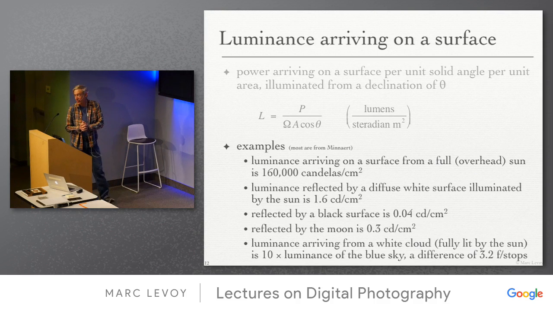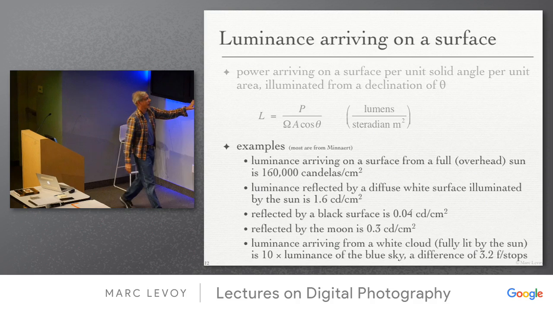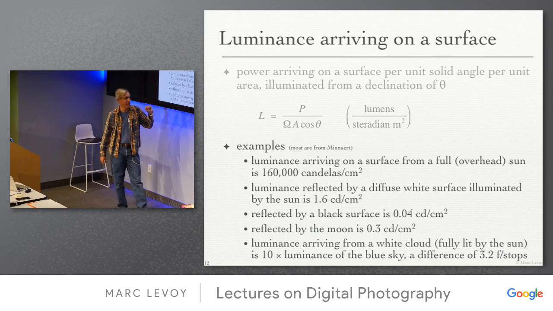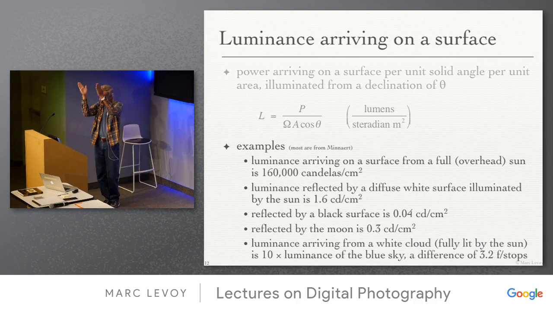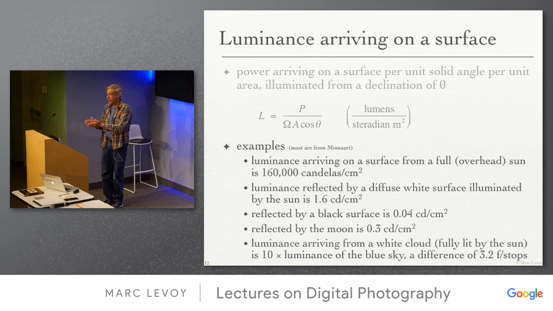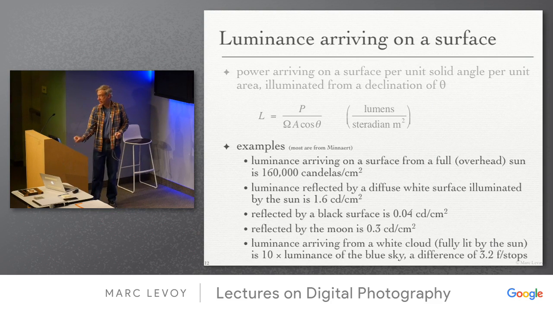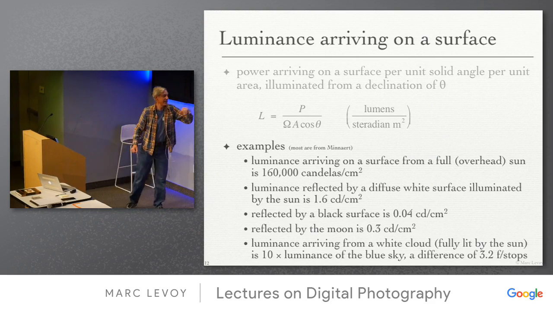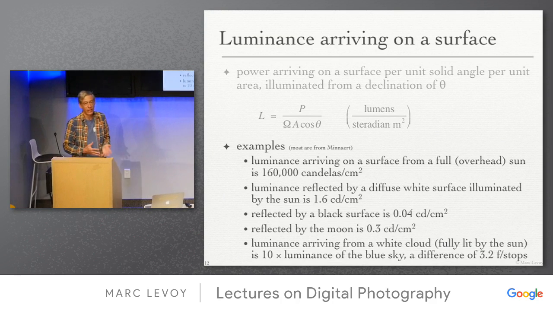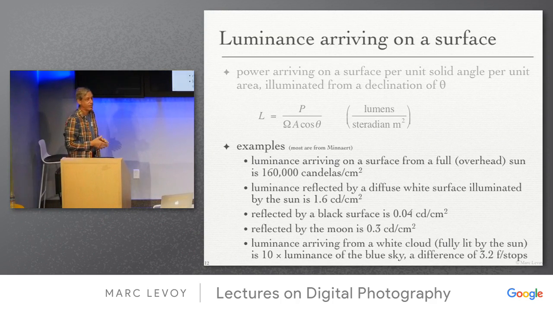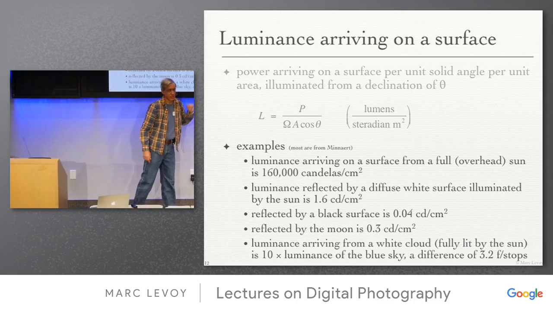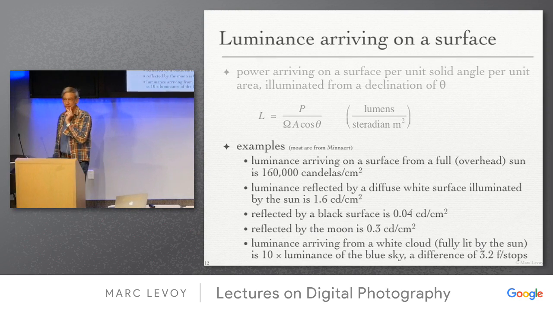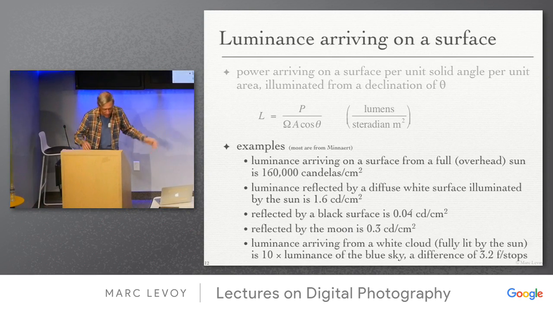Okay, one more example that's useful for photography. The luminance arriving from a white cloud, fully lit by the sun, is 10 times the luminance of the blue sky. So again, from every angle of the blue sky or of the cloud, the light arriving per unit area on a surface is 10 times brighter. You ought to be able to test that yourself with a camera. Just point an SLR at a white cloud, then at the blue sky, and you ought to see about 10, which is about 3 f-stops of difference. So I expect you to all go out and test that, except that there were great puffy clouds yesterday, but there are no clouds today.